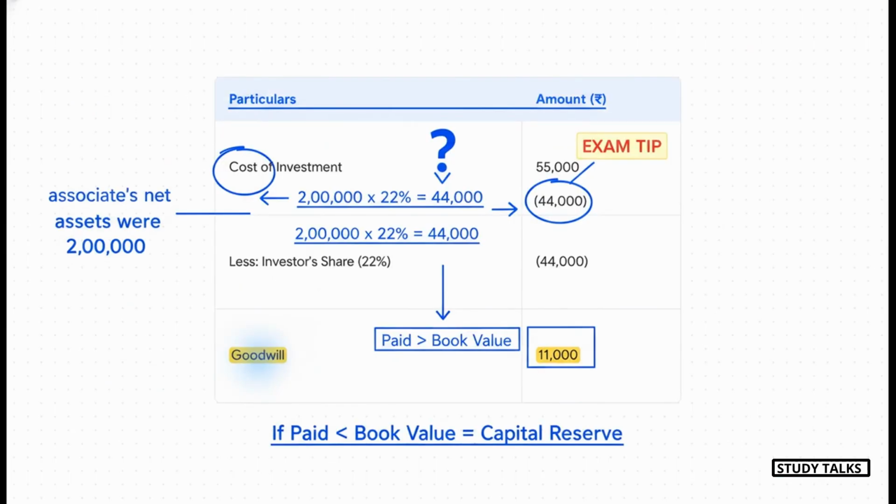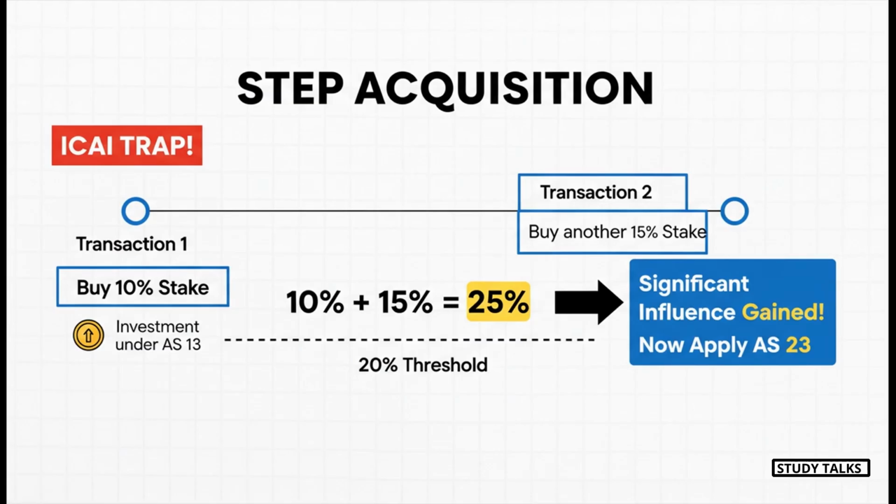Look, we paid $55,000 for our stake, but our share of the company's net assets on paper was only worth $44,000. So why did we pay an extra $11,000? That extra amount, that premium, is your goodwill. It's what you paid for their reputation, their brand, their future potential. And remember, if it was the other way around, if you'd paid less than $44,000, that difference would be a capital reserve.